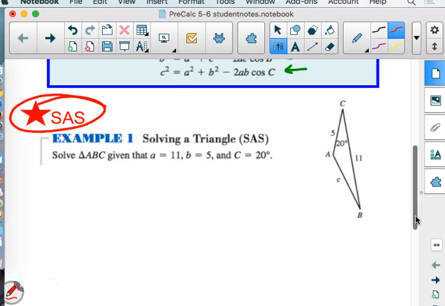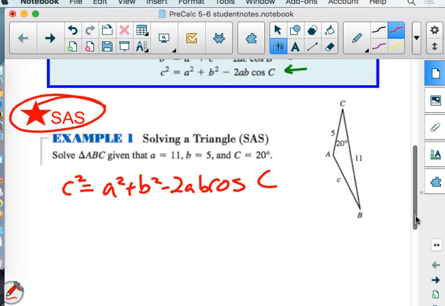So we're going to solve triangle ABC. That means find everything that's in it, given that little a is 11, little b is 5, and the angle C they've given us is 20 degrees. So I have angle C. I'm going to want to use the formula that has the cosine of C in it. It has to start and end with C, and everything in between is a's and b's: a squared plus b squared minus 2ab cosine of C. Or, like I said, you will have the formulas. Just pull the formulas out and take a peek.